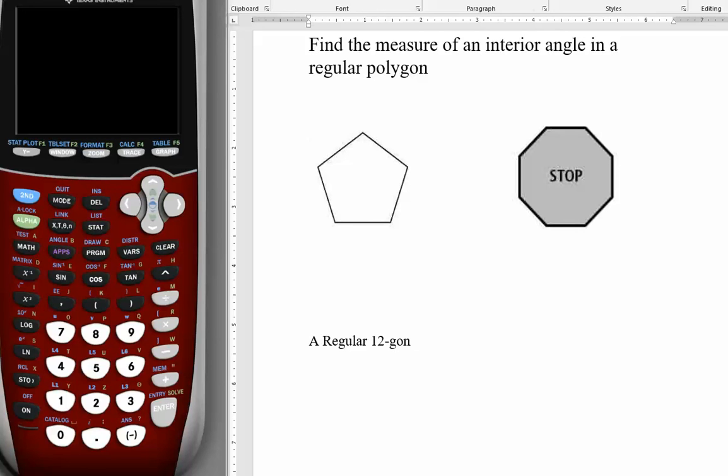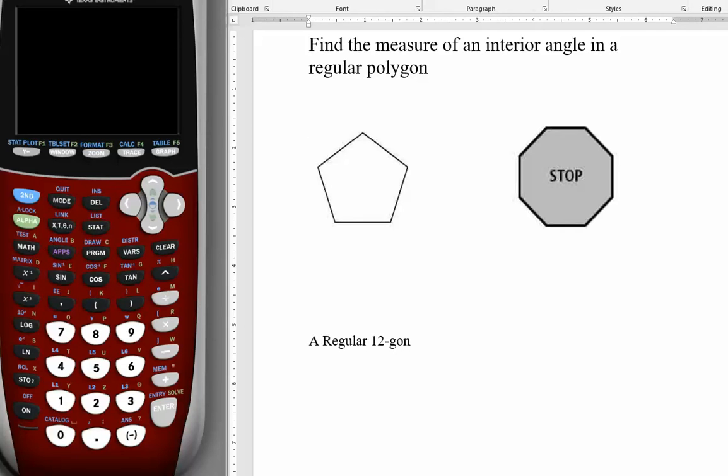Hey guys, Mr. O's back, and this time I'm going to make a video talking about the measure of one interior angle of a regular polygon. Now, real quick, we need to talk about a couple things. First things first, a regular polygon is a polygon that has all sides congruent and all angles congruent.